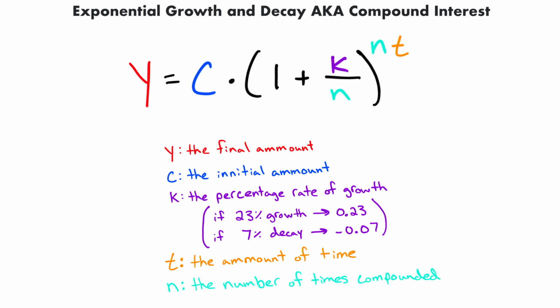Y is going to represent the final amount. That's how much money you're going to end up with at the end of your investment. C is going to model how much you're going to start with. It's your initial amount. They use P in business because P stands for principal. Then you're going to have a K value. K is going to represent the percentage rate of growth or decay, because it can model both. If your percentage growth is positive, you're going to write your percentage as a positive decimal. So for example, if you have a 23% growth, you're going to plug in 0.23. If you have decay, you're going to plug it in as a negative number. So 7% decay would be negative 0.07. And then lastly, T is going to represent how long you're going to leave it alone. T is time. And N is how often it is going to compound. That is to say how often it's going to grow in value.